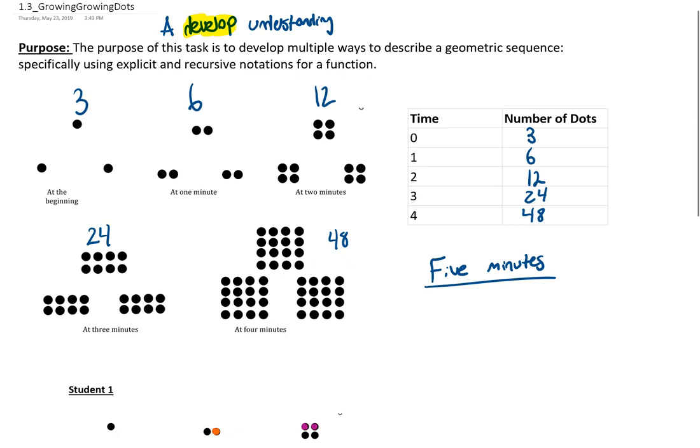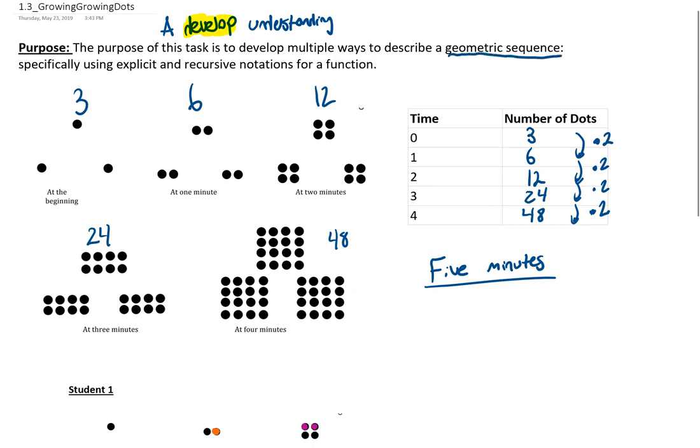What do you notice is happening to get from one number to the next this time in this sequence? If you said multiplying by 2, you are correct. So we have times 2, times 2, times 2, times 2. 3 times 2 is 6, 6 times 2 is 12, 12 times 2 is 24, 24 times 2 is 48. So we have multiplication by 2, and that's what makes this a geometric sequence.